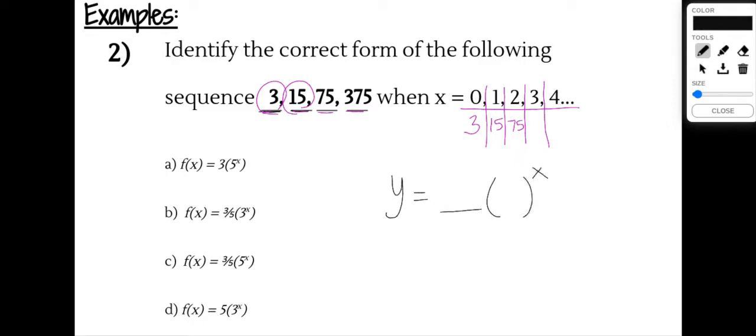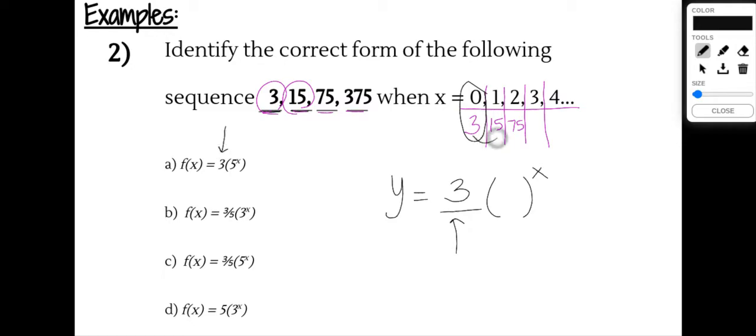I know that the first number, a, is my y-intercept. So right here, when x equals 0, it's 3. Now already I can look and narrow this down pretty well because there's only one that has 3. Oh, it's that one, right?